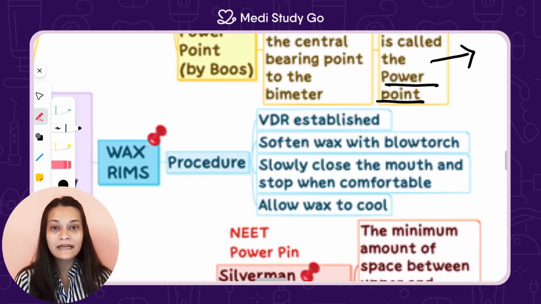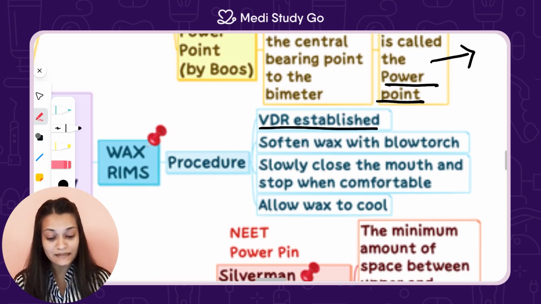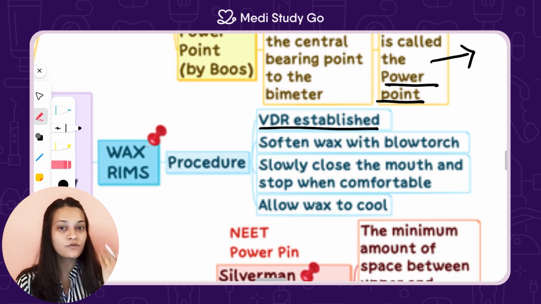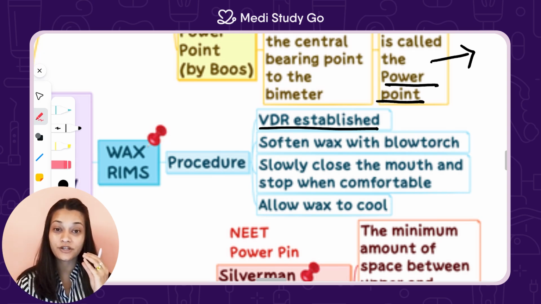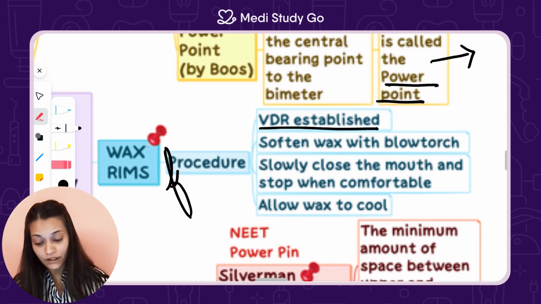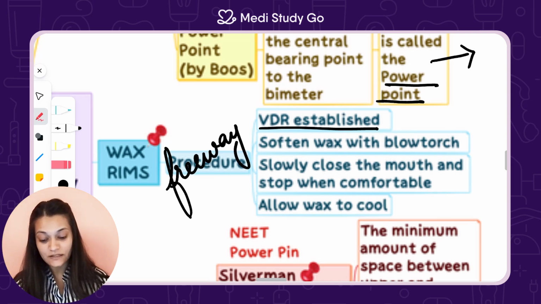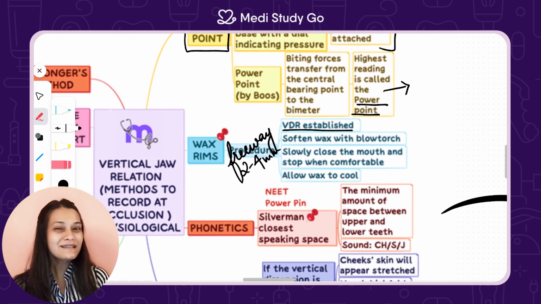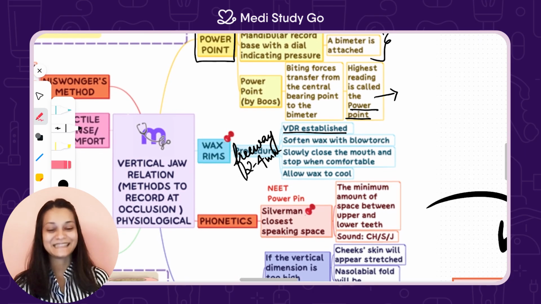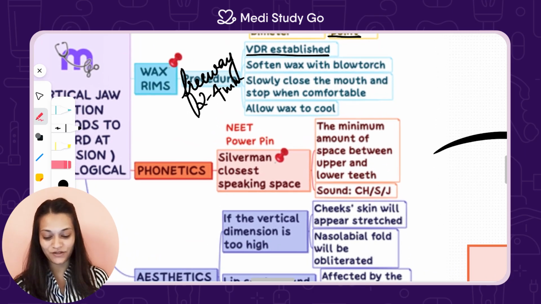So what we use routinely in our undergraduation, right? You establish your vertical dimension at rest by using n number of methods. Then you soften your rim using the blowtorch and you slowly ask the patient to close. Now, one trick that we knew was this freeway space between 2 to 4 mm. What you can do is, after you have known your VDR, you can just reduce it by 2 mm. It's good to go. What is this method also known as? Yes, we'll be discussing. Keep watching the video.